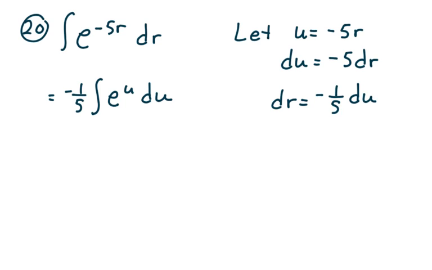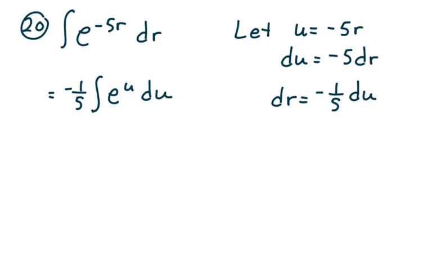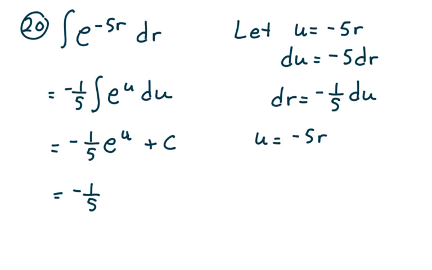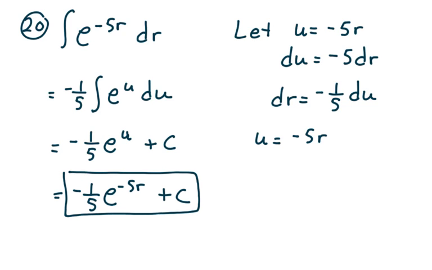Now, the integral of e to the u is e to the u plus some constant. So we end up getting negative 1/5 e to the u, right, plus c. But remember that u is negative 5r. And so this is negative 1/5 e to the negative 5r plus c. And that's how we do problem number 20. Let's take a look at problem number 23.